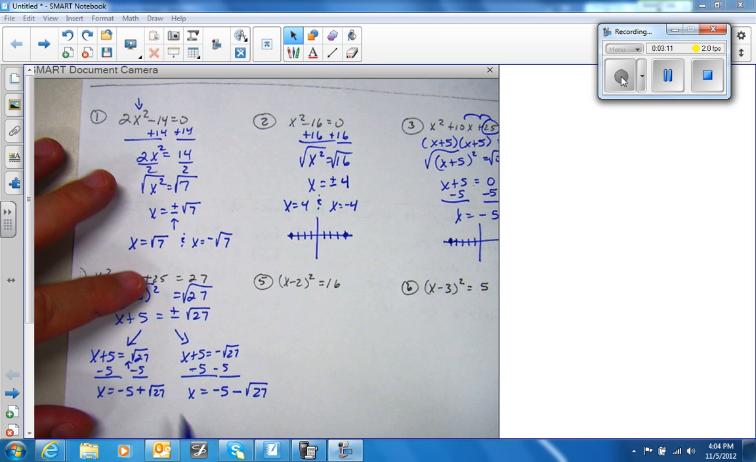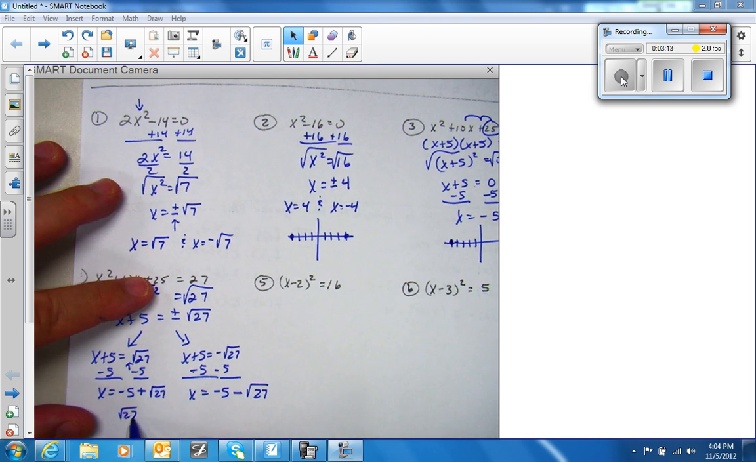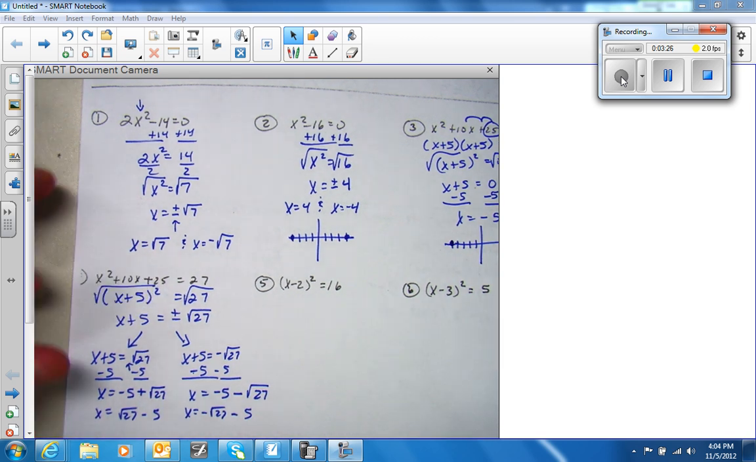Okay? Now you could have written this as the square root of 27 minus 5. I don't mind that. Or negative square root of 27 minus 5 is either. So either one of those would have sufficed. I just typically write the radical sign towards the back.